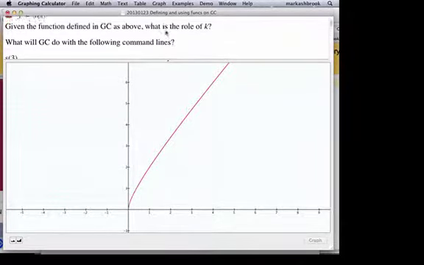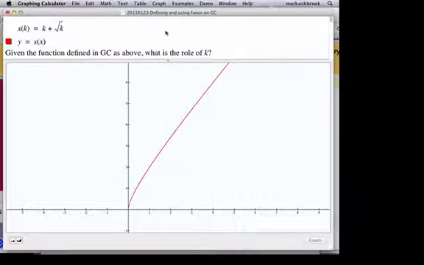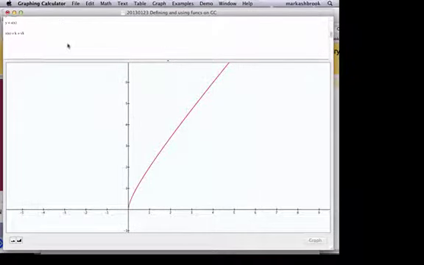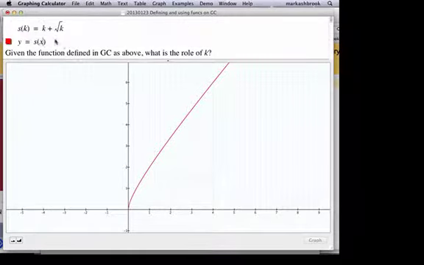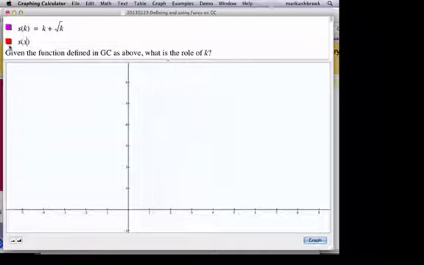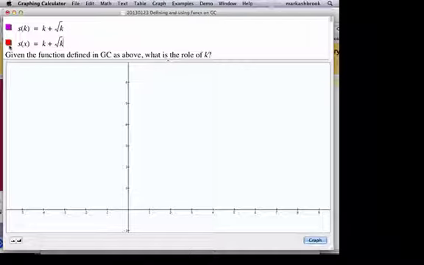All right, what if I do this? Now I'm going to put in S of x equals k plus radical k. What's going to happen when I hit graph? Talk to your partner. What's going to happen when I hit graph? Talk to your partner.